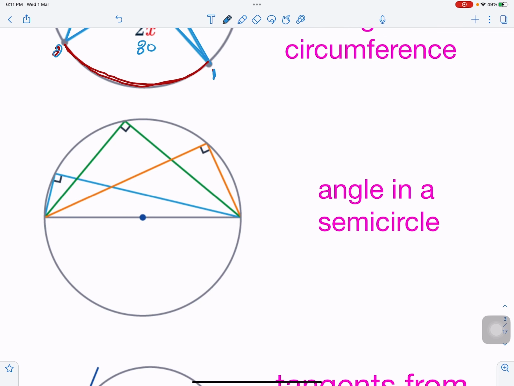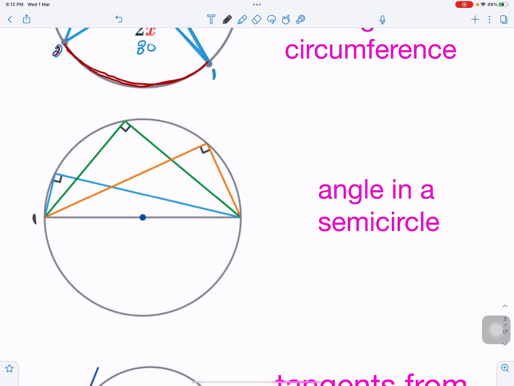Let's see this property. I'm repeating. If you want to put the video on pause and note down these properties, you have to, because you should know this by heart when you are solving circle theorem questions. Angle in a semicircle.